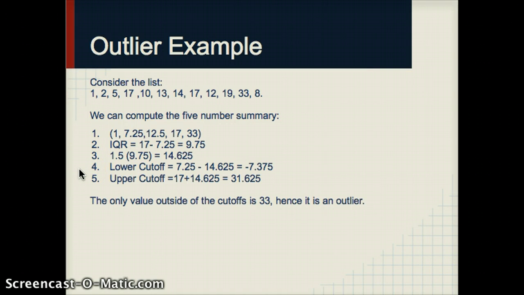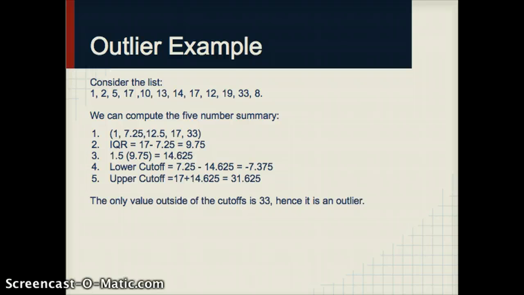Next, you compute your lower cutoff, that's 7.25 minus 14.625, which is negative 7.375. Then you compute your upper cutoff, 17 plus 14.625, which gives you 31.625. So our cutoffs are negative 7.375 and 31.625. Anything outside of those two numbers is considered an outlier. In this case, glancing through the list and looking at our max, we see that 33 is definitely outside of those, and hence it is considered an outlier.